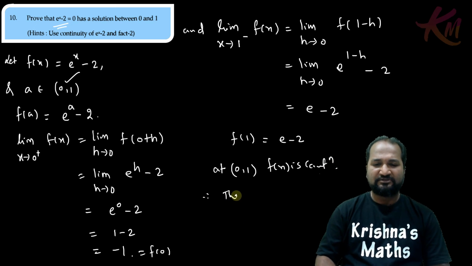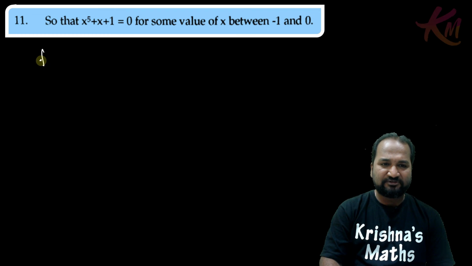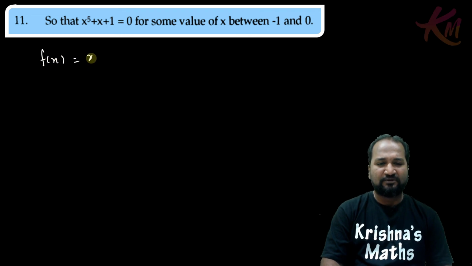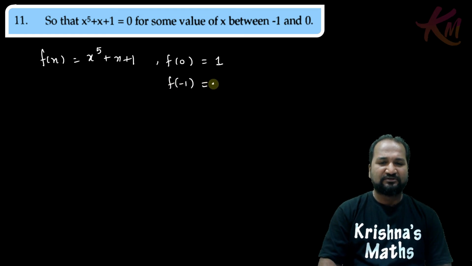So at 0 and 1, f of x is continuous, therefore there must exist a root between 0 and 1. Similar type of question, only the function is different. Let f of x is equal to x raised to 5 plus x plus 1. Then f of 0 equal to 1 and f of minus 1 is equal to minus 1 minus 1 plus 1, which is equal to minus 1.